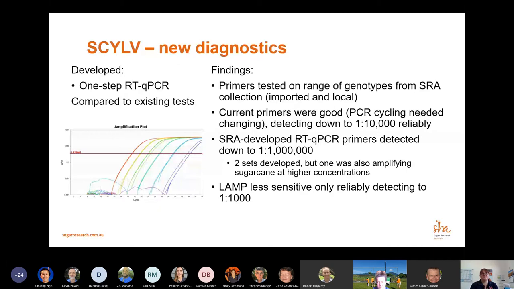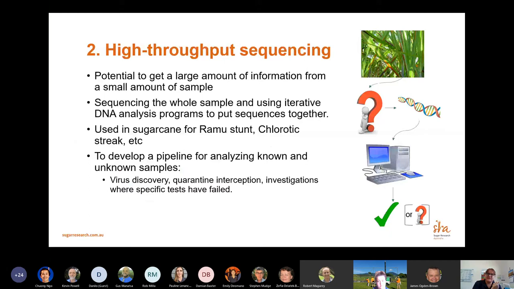The next section I'm going to talk about is our high throughput sequencing. So it's a different way of doing diagnostics. Basically, you take a plant, you extract all of the DNA, you sequence it, and then you use iterative DNA analysis programs to put those sequences back together, and then you query a database and see if you have found anything. This has been used for Ramu stunt and carotid streak.